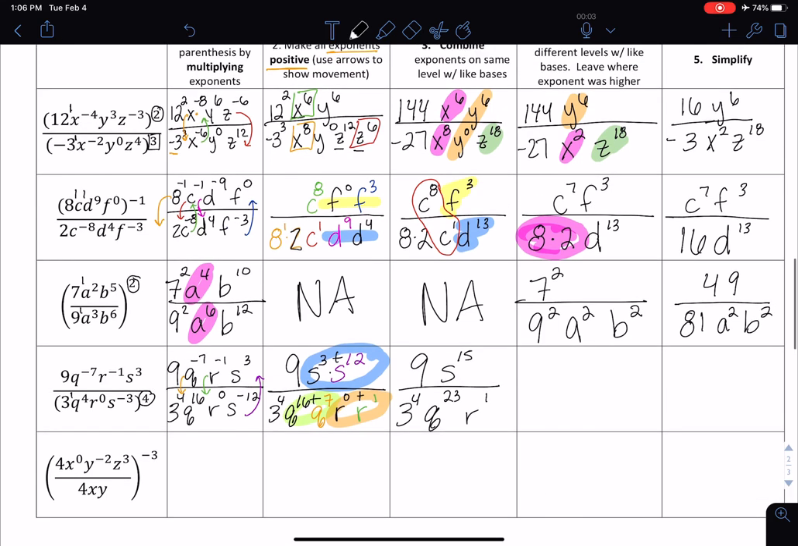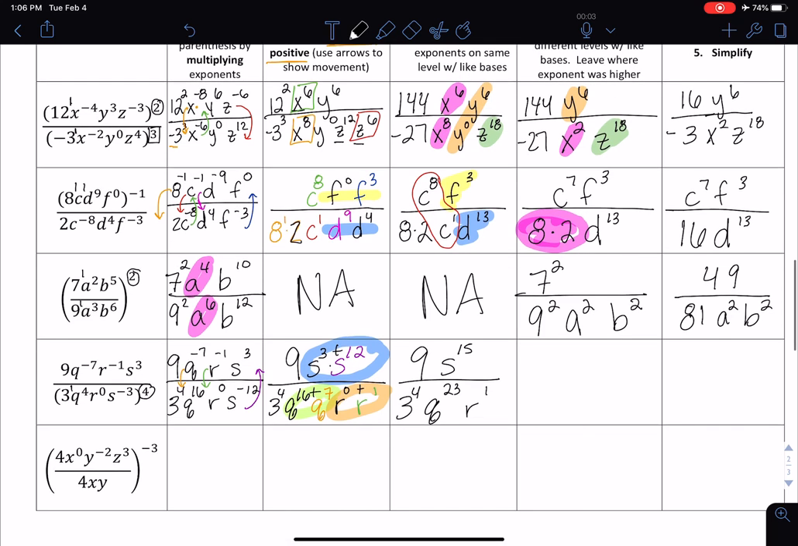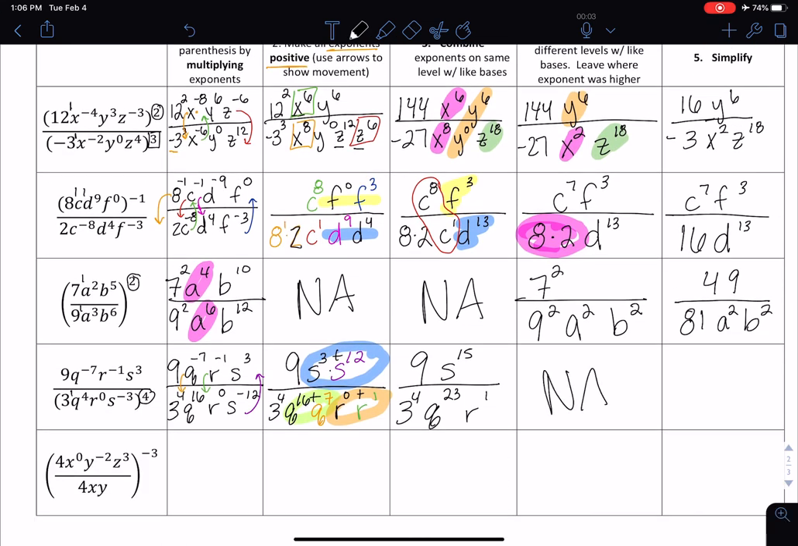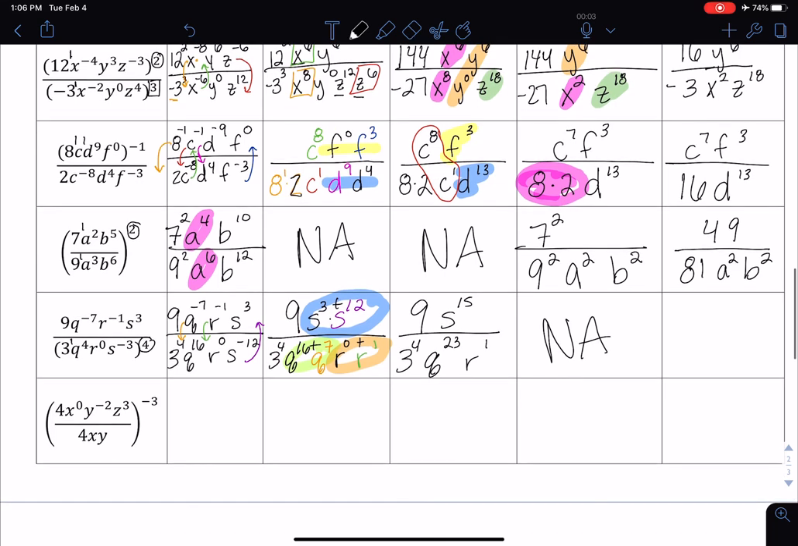All right, then we're going to subtract the exponents that are on different levels. So there's no s's on the bottom, no q's on the top, no r's on top. So there's nothing to subtract. So this step is not applicable. Okay, and then our last step is to simplify. So the only thing to simplify would be 3 to the 4th power, which is 81.